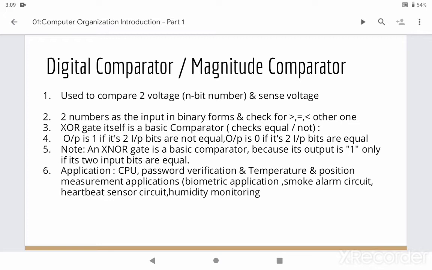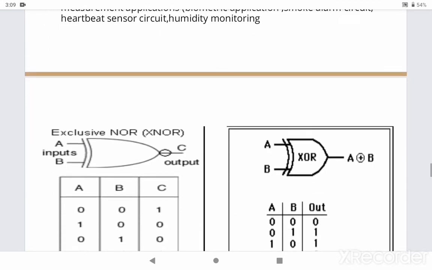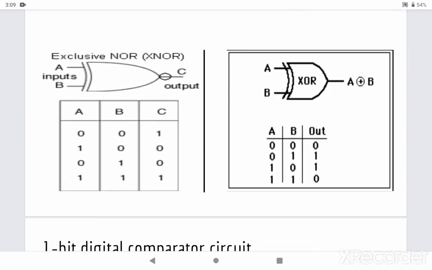It's just because we are using it to compare two voltages, or to sense the voltage. So we are using the comparison in this.